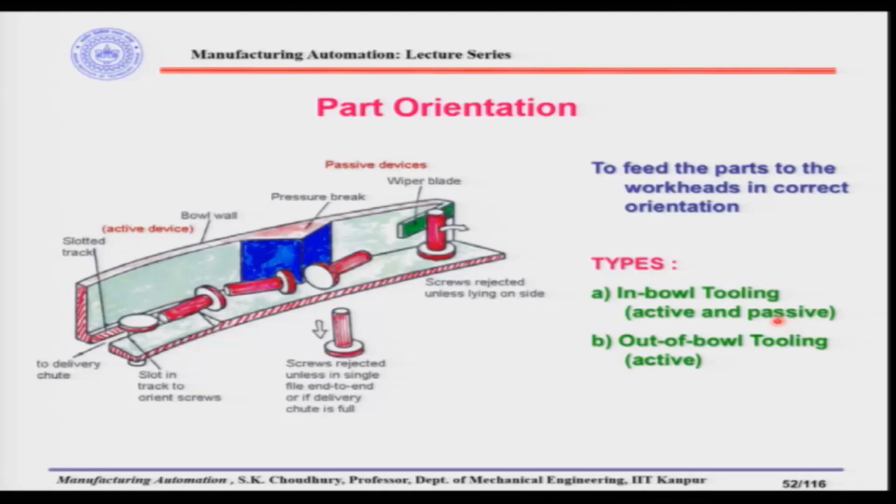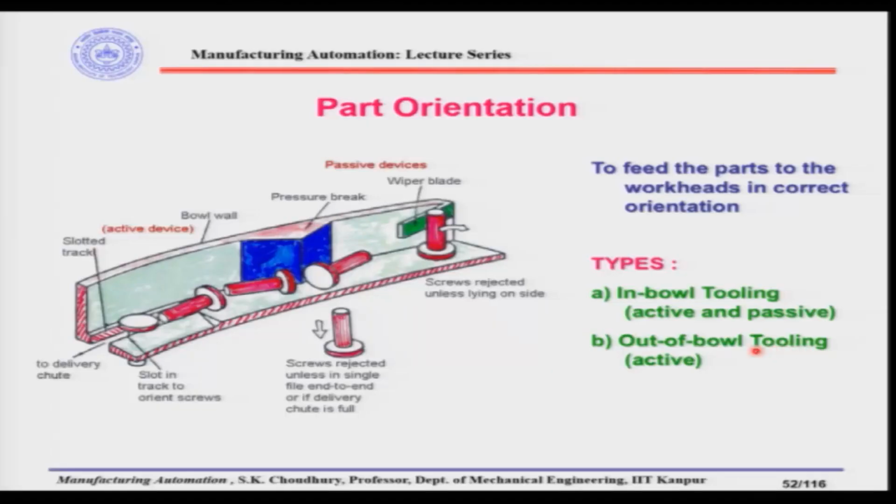Of course, when you are using the passive type, as you understand, since parts are going back to the bottom of the bowl, so it will be recirculating and there will be a certain amount of wear and tear, because the parts are going round and round again and again.